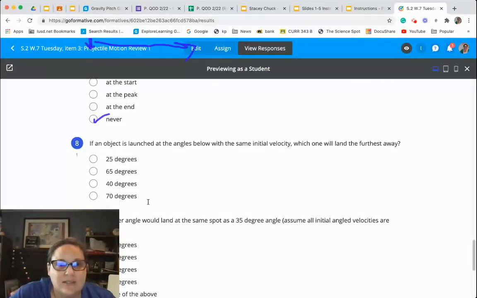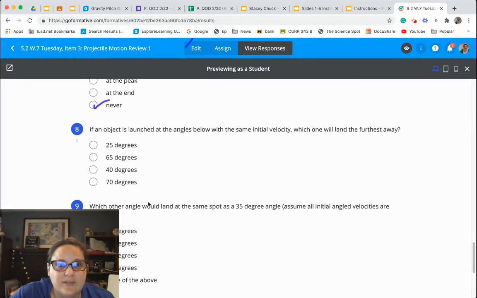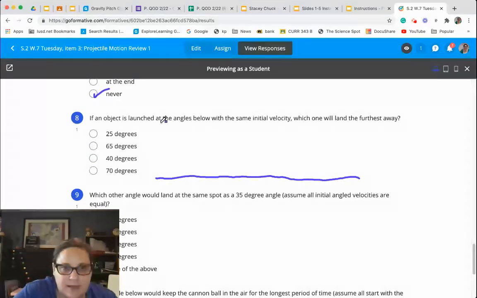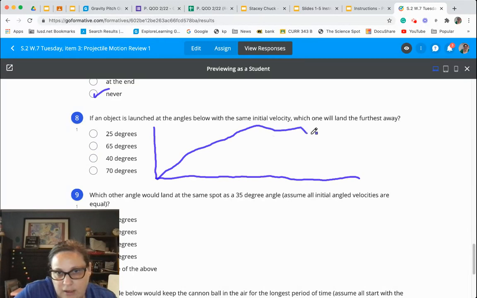Number 8. If an object is launched at the angles below with the same initial velocity, which ones will land the furthest away? So we have our baseline, and then we have our vertical axis, and then we have a 45-degree angle. So this is 45, and 45 lands the furthest away. Now, that's not a choice here. We have 25, 65, 40, and 70.